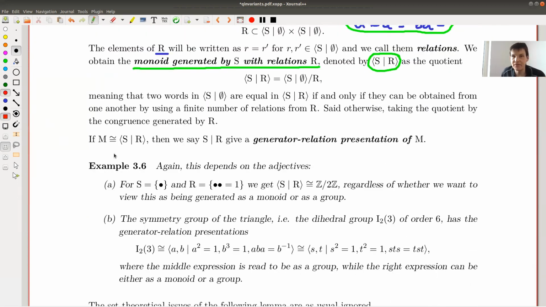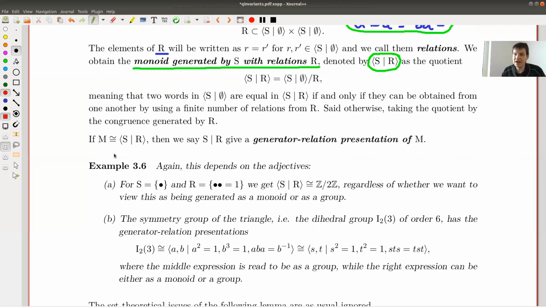And this is kind of a really important concept because usually monoids in real life, or monoids, groups, whatever, usually things in real life do not come by a generator and relations presentation. They come in some different flavor. I will give you an example in a second.